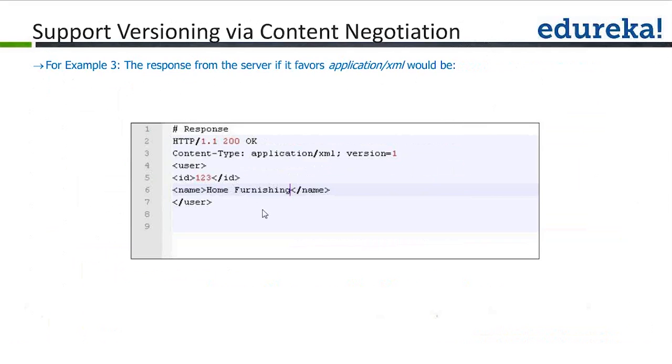Can you see this? So the provider here, for example number 3, is returning the XML response and it says if it favors. So this is an assumption, if it favors.